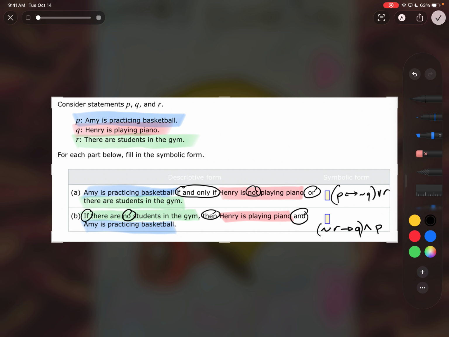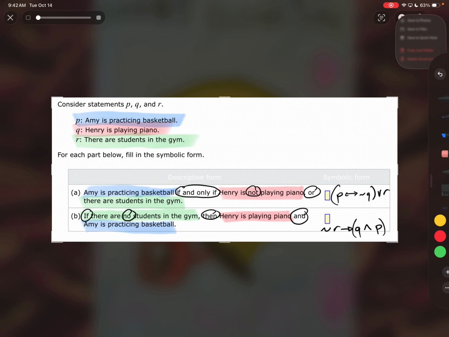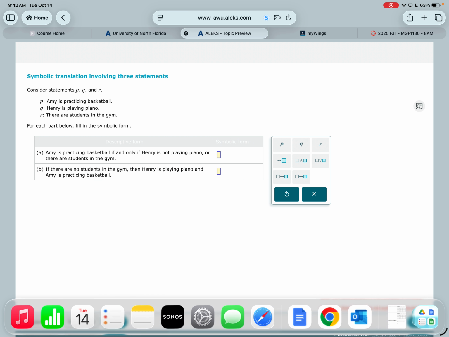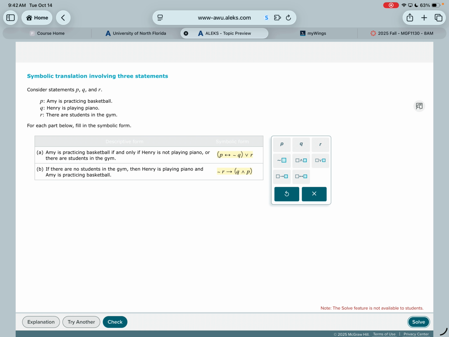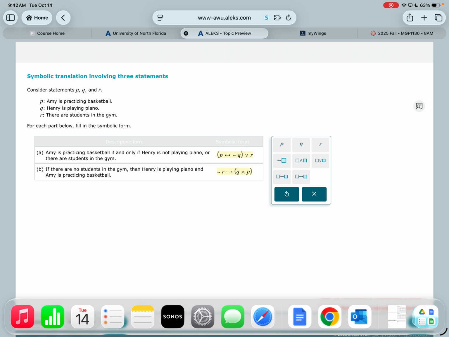Oh, wait. I think I'd actually do it around these two. Might have to solve that one to double check that. Because you're saying if there are no students in the gym, then these two things are happening. And that's kind of where it goes along with my comma right there. Let's solve it, make sure. Yeah, so if there are no students in the gym, then two things are happening. So I put my parentheses after that one.